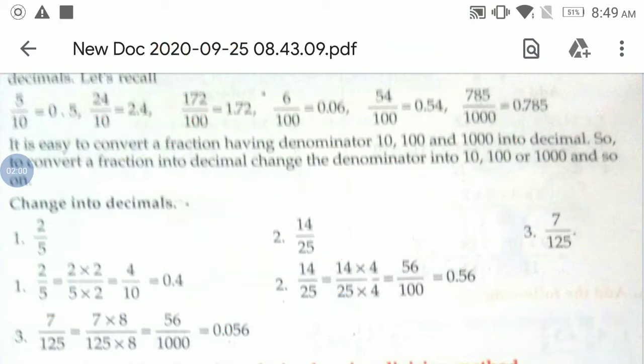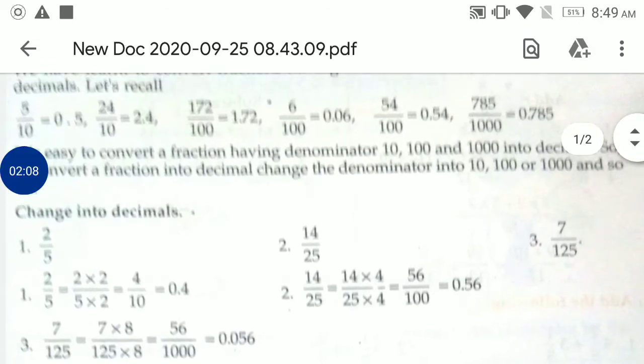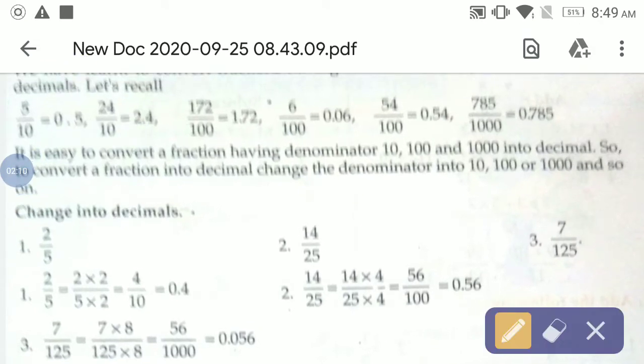Now there are two different methods to convert the fraction into the decimal. This is your first method. It depends on you which method you choose. I will explain both the methods. This is one of the methods to convert the fraction into decimal.